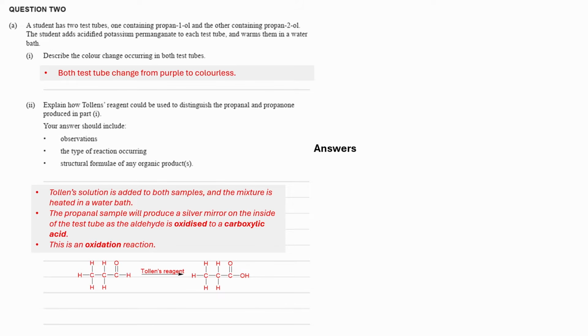I've written the type of reaction, oxidation reaction, even though I've got the verb oxidized up here. Wait, is that the verb? Yeah, I think it is. It was an adjective. I'm not an English teacher.